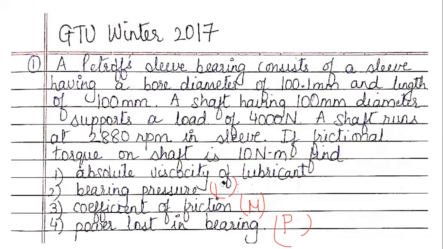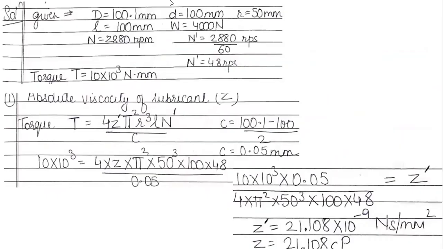So let us quickly go to the given data. First and foremost, the dimension of the bearing: bore diameter is 100.1 mm, shaft diameter, small d, is 100 mm. Bearing length L is 100 mm. If the journal or shaft diameter is 100 mm, then obviously the radius will be 100 divided by 2, so it becomes 50 mm. Radial load is given as 4000 Newton.